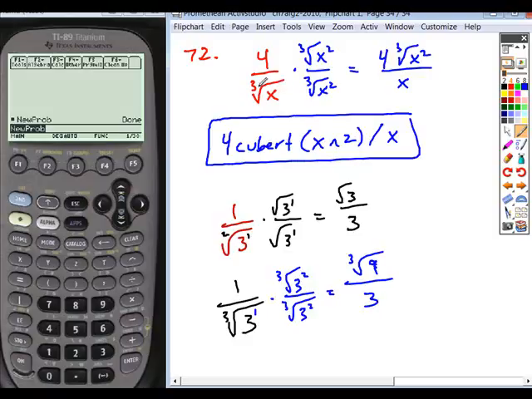So that's what we did up here. We had the cube root of x. And so when we rationalize, we take the cube root, same base x. But we need a total of 3. We have 1 to start with, so we needed 2 more in order for those to cancel.